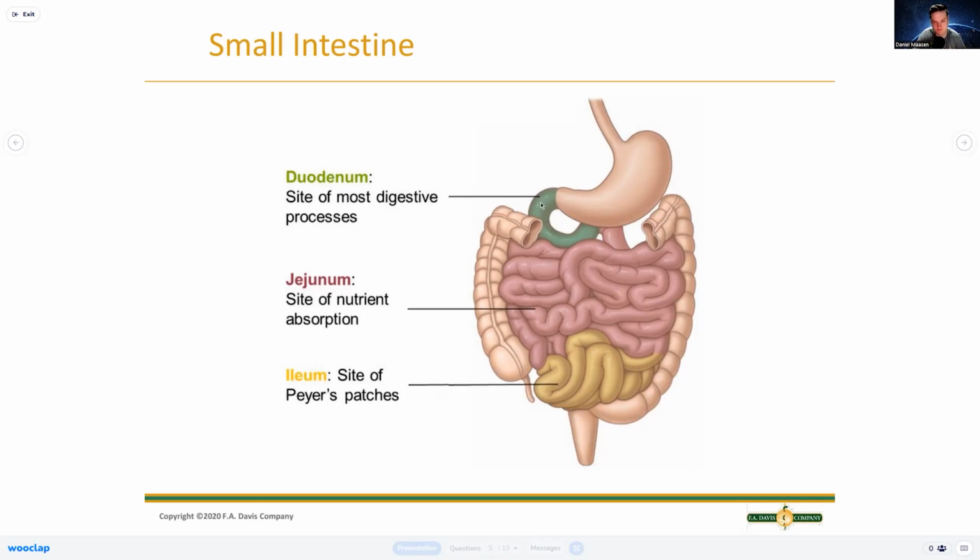You don't have to know how long each part is, but the duodenum, this first part, is the main part. We've done digestion since we put the food in our mouth, but the main part happens here because we've got our bile and all our pancreatic enzymes dumping into the duodenum, finally breaking everything down as much as it can. And that's what digestion is trying to do, break stuff down.